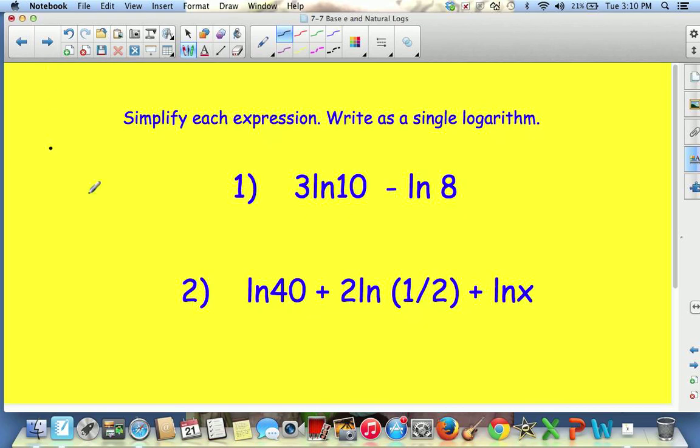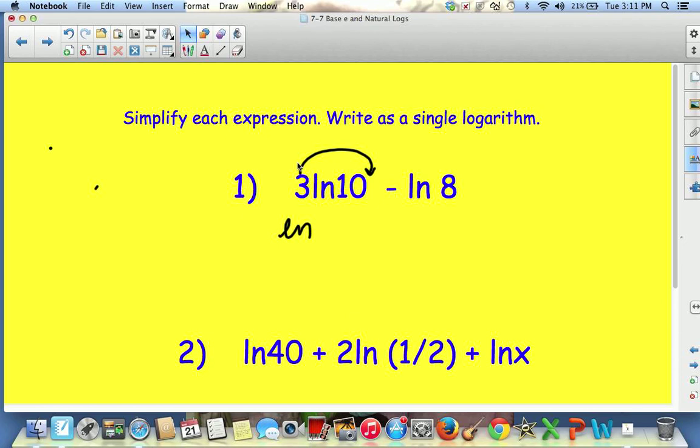Now let's use the properties to simplify, to write as a single logarithm. You're going to be tested on this on the next assessment. Let's look at this first one. We have a coefficient out front, so that's going to come here. And so then we get the natural log of, let's see, can I move this? Yes, I can. We have the natural log of 10 to the third minus the natural log of 8. Now what happens when we're subtracting logs? What do we do with the answers? Right, we go ahead and divide them.